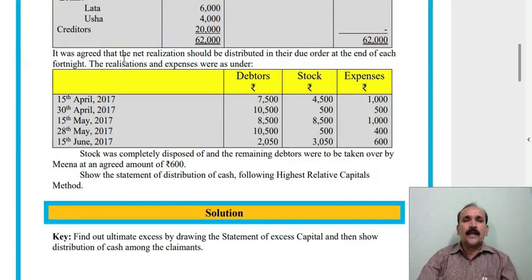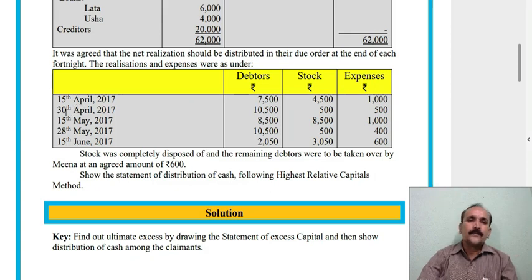It was agreed that the net realization should be distributed in their due order at the end of each fortnight. The realization and expenses were as under. Particulars: debtors, stock and expenses. Three columns here.